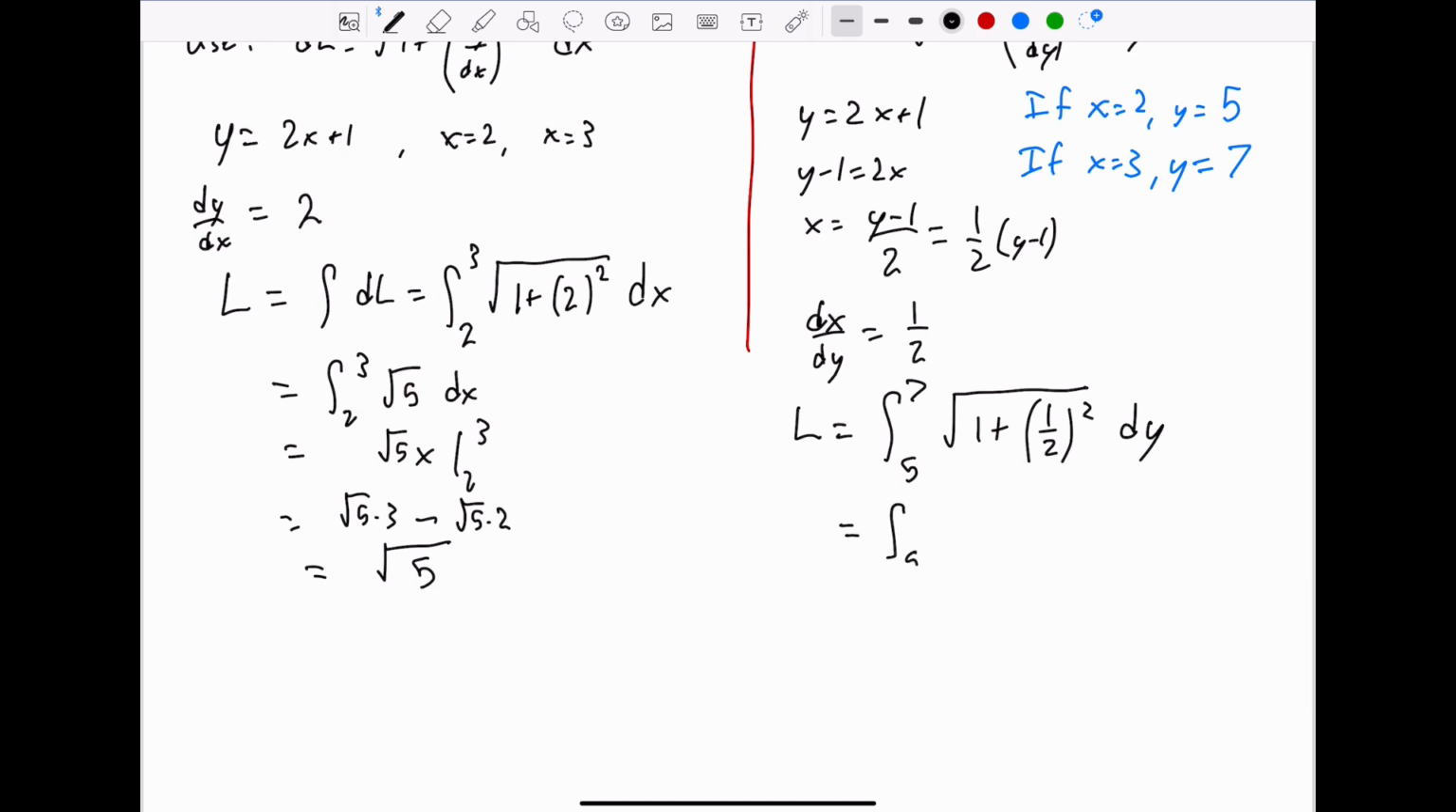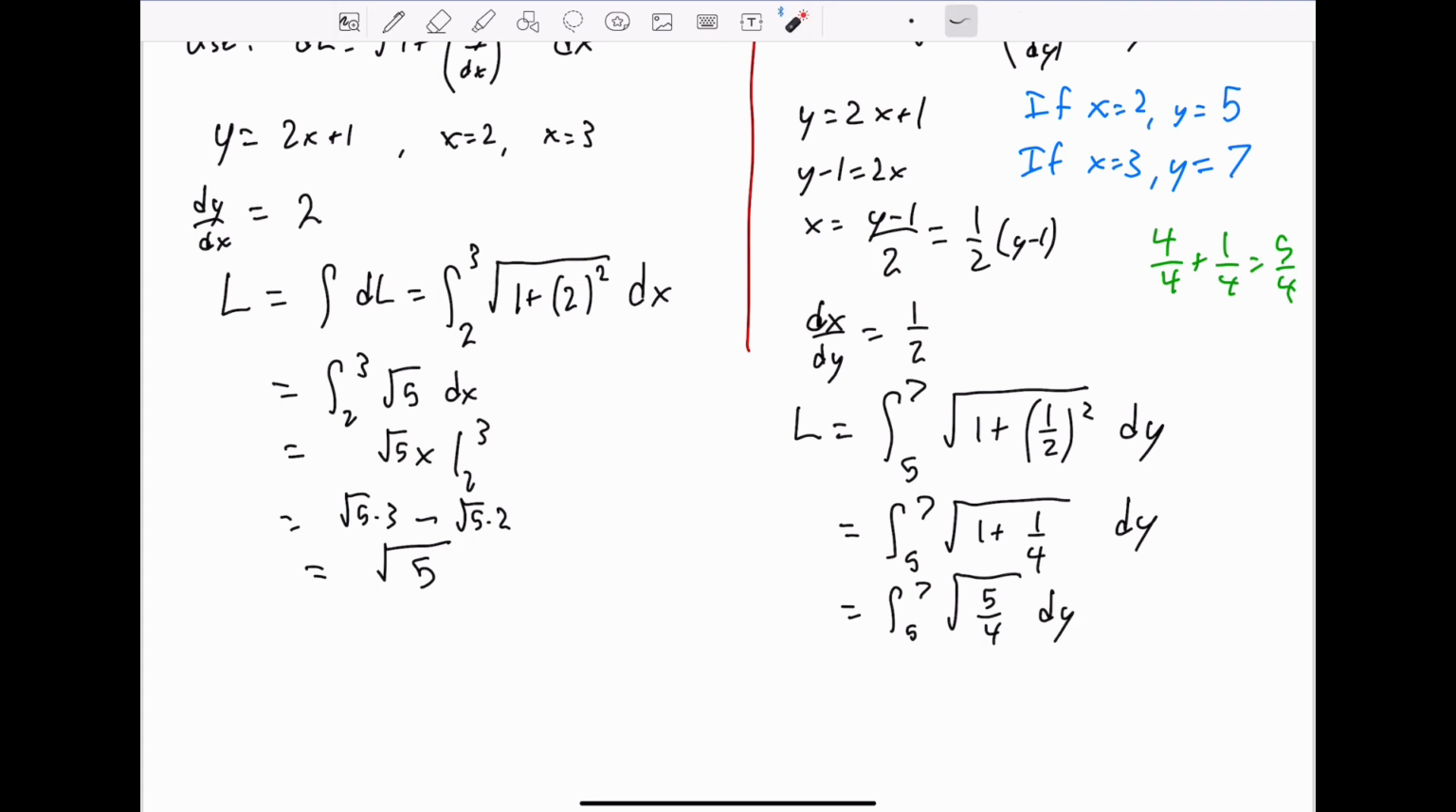So we have the integral from 5 to 7. We'll square the 1/2. That's 1 plus 1/4. If we square the 1, we get 1. If we square the 2, we get 4. So we have 1 plus 1/4. We want common denominators here. I'll just do some scratch work off to the side. We have 1, which is 4 over 4, plus 1 over 4. This is 5 over 4. That's all inside the square root, and we're integrating with respect to y. So we have the integral from 5 to 7, the square root of 5 over 4, dy.